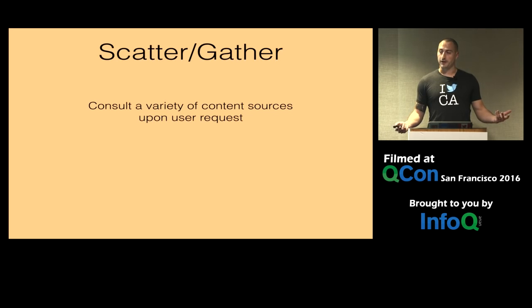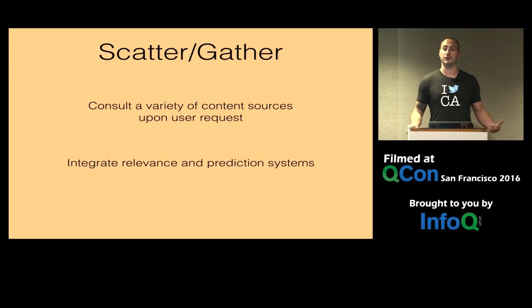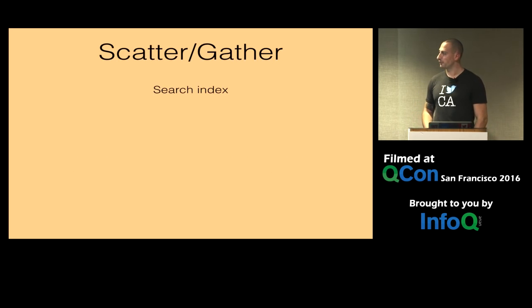So with Scatter at Twitter today, we consult a variety of content sources upon the user's request for their timeline. And we also integrate relevance and prediction systems into this workflow, which is a completely new concept as far as the home timeline is concerned. So for example, some of the sources that we consult when a user opens up Twitter and looks for their latest tweets, we'll consult the search index, which is a very large dependency of this new system for collecting unseen home timeline tweets. The search index at Twitter is a very impressive system. It has billions and every tweet ever tweeted is available for retrieval via the Twitter search index with a lot of scoring features and ranking information that we subsequently use.